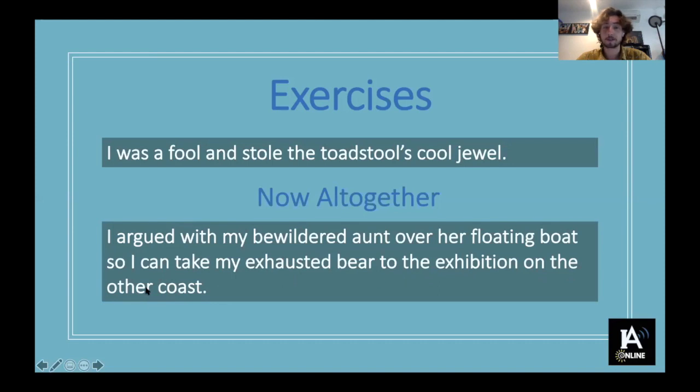Notice too how other and with, the TH is different. With and other. So the TH in other is more of a th. The TH in with is th. With and other.